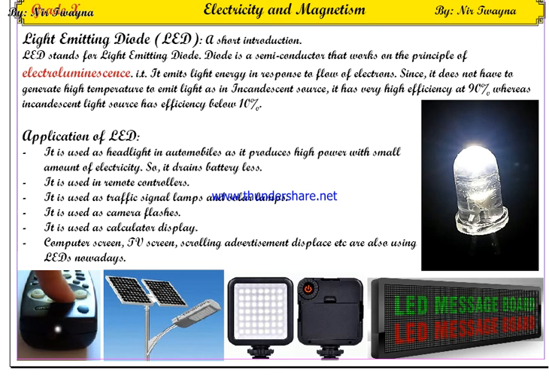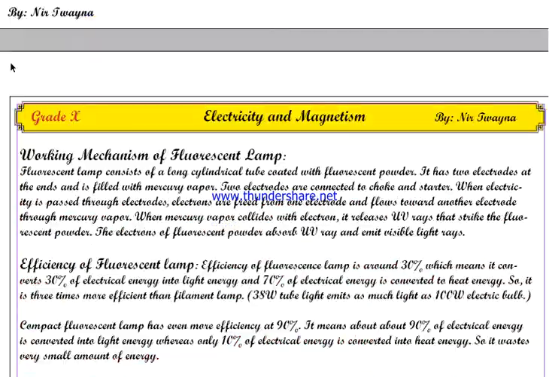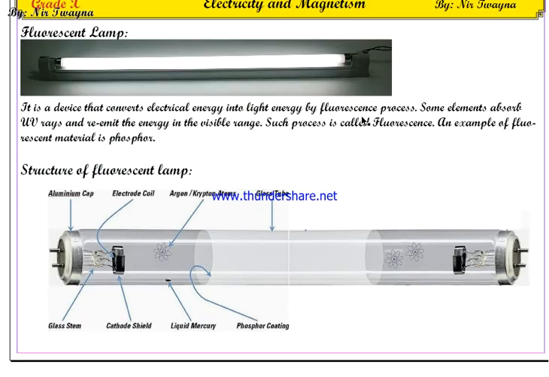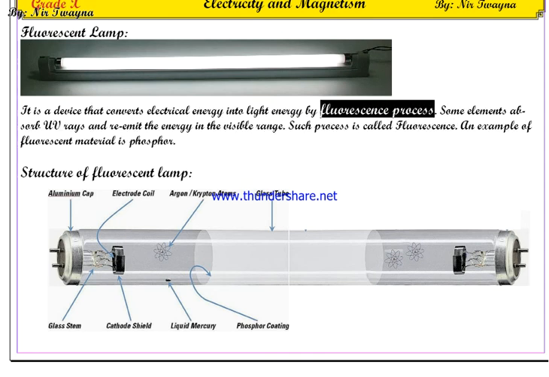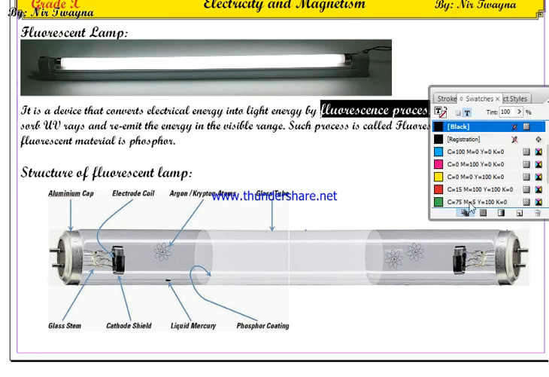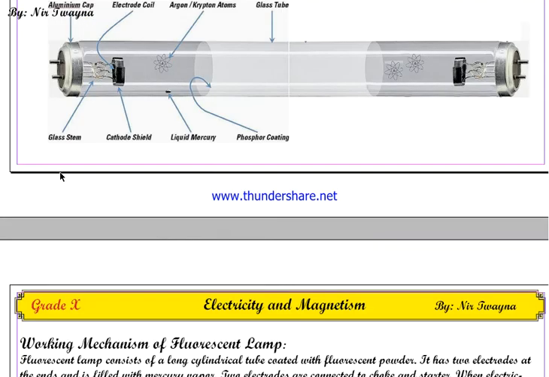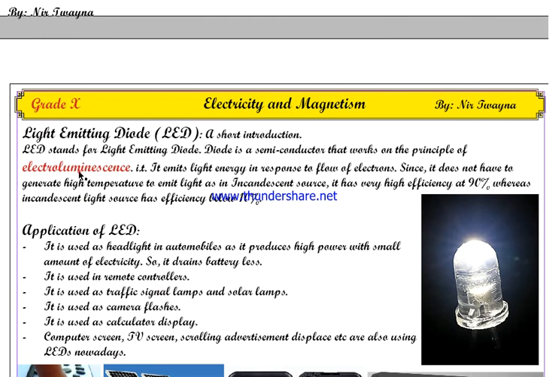Any confusion up here? Okay, so you discussed three new terms. First of all, what was it? Incandescence, and then fluorescence. I feel that I must highlight it as well. Incandescence, fluorescence, and electroluminescence. Okay, these three processes.